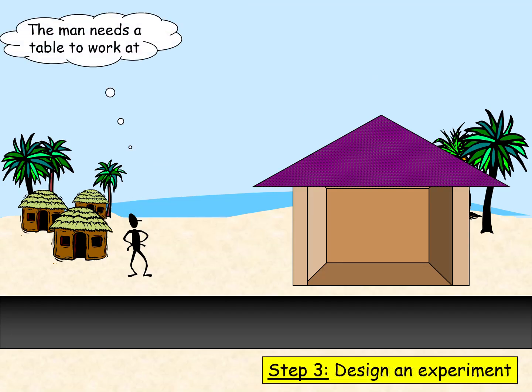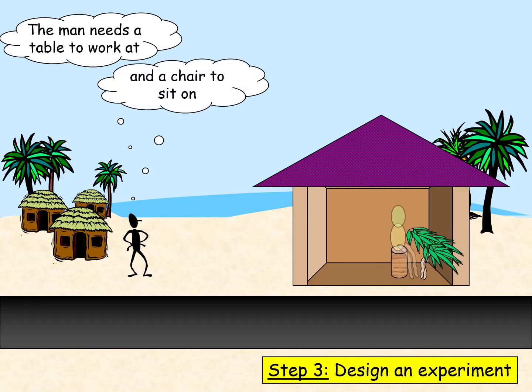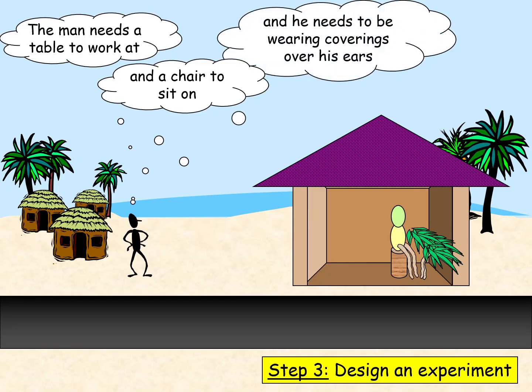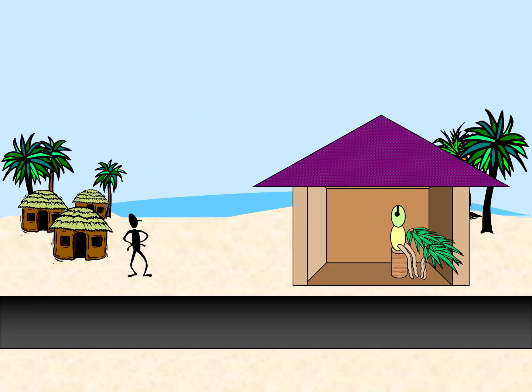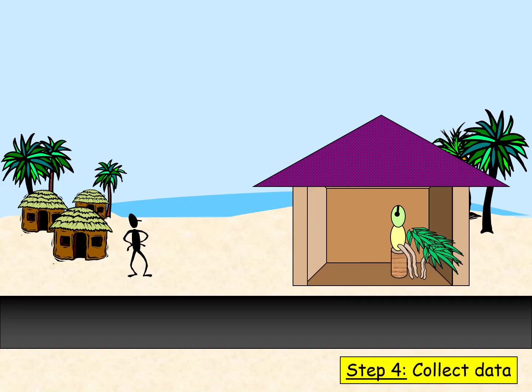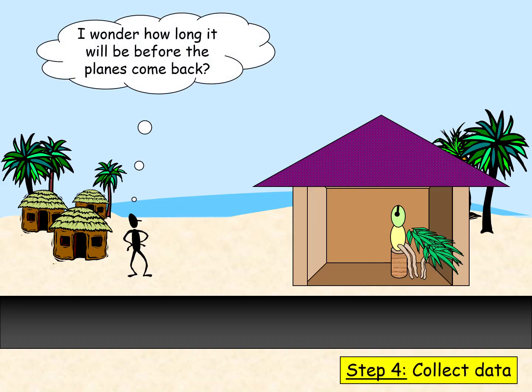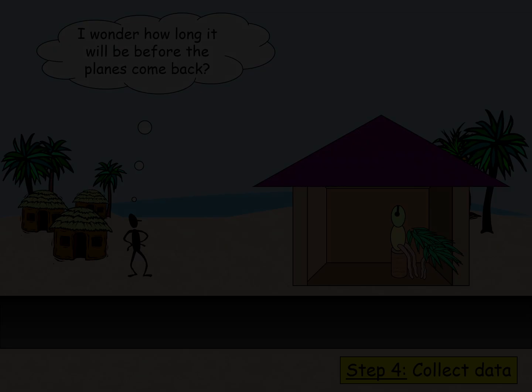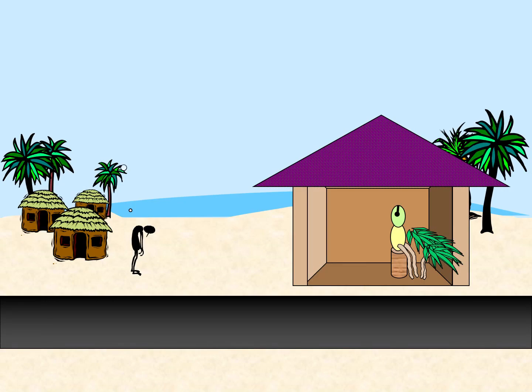So step 3, design an experiment. The man needs a table to work at, a chair to sit on, and those are supposed to be coconuts. And he needs to be wearing coverings over his ears. Apparently this was very important. Step 4, collect data. So he says, I wonder how long it'll be before the planes come back. So he's going to measure time. So 30 days later, he's looking a bit discouraged. He says, this isn't working.